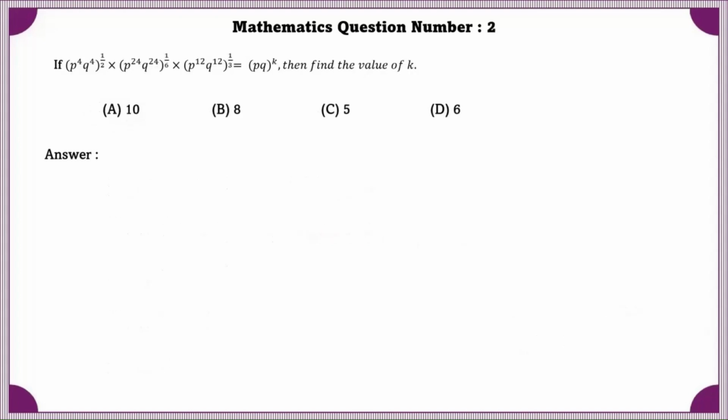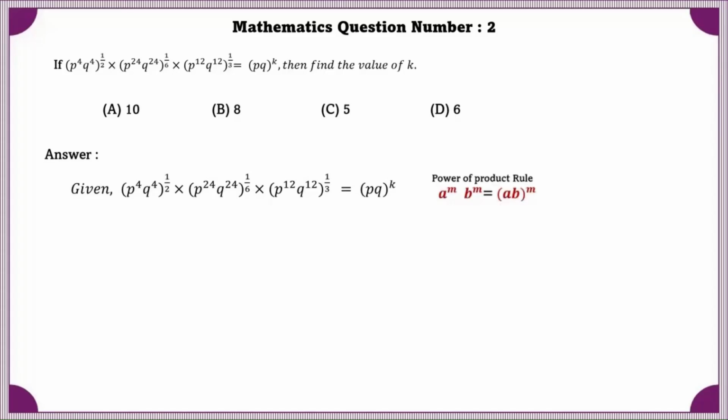Mathematics question number 2. If (p to the power 4 into q to the power 4) whole to the power 1/2 into (p to the power 24 into q to the power 24) whole to the power 1/6 into (p to the power 12 into q to the power 12) whole to the power 1/3 is equal to (pq) to the power k, then find the value of k.